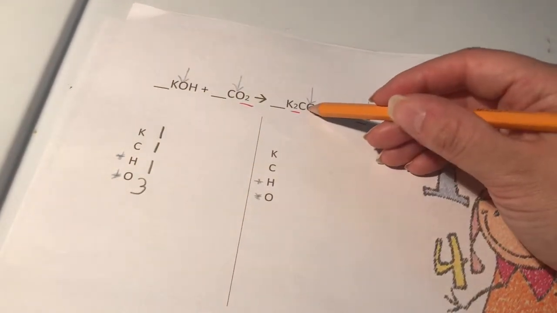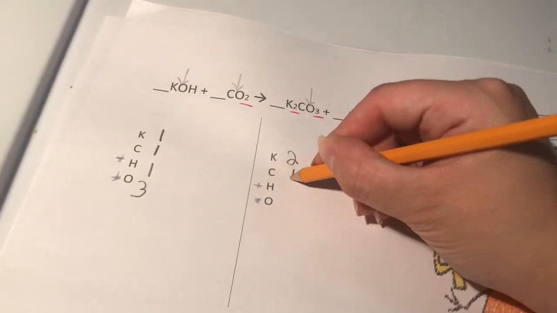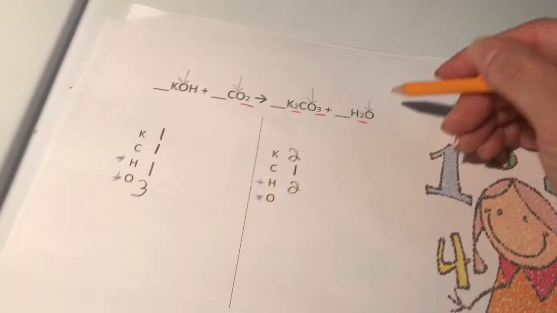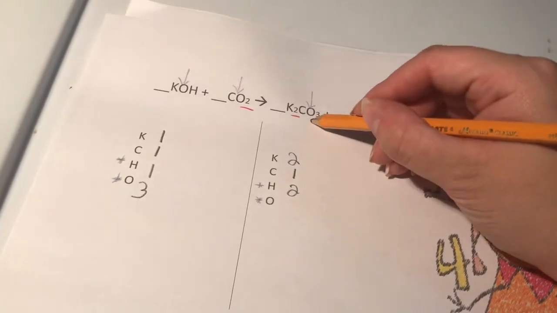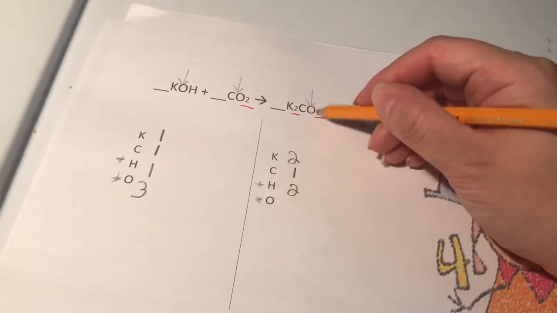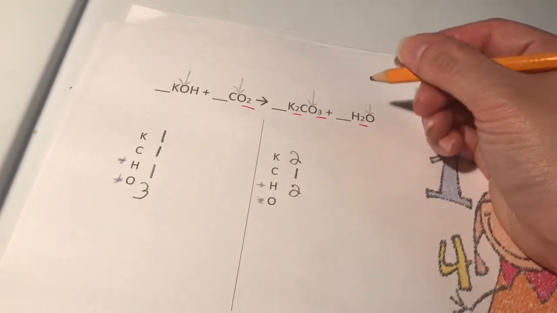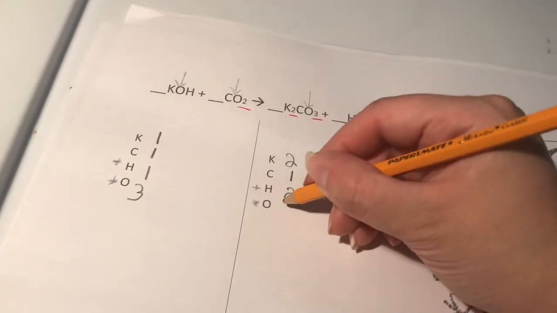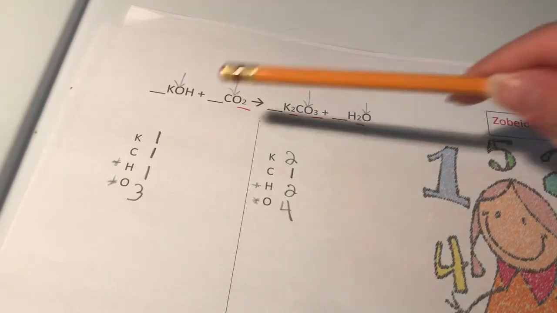So it's 3 oxygens. Now here we have 2 potassium, 1 carbon, 2 hydrogen, and how many oxygens do we have? I see that H2O has 1, and I see that the potassium carbonate has 3 here. So right now I see that there are 4 oxygens. Now remember, we never change the actual subscripts, and we have to understand that the coefficient multiplies straight through. Now we're going to try to balance.